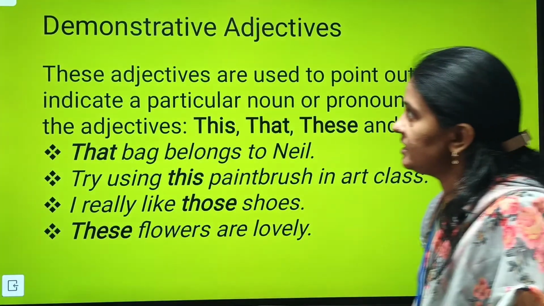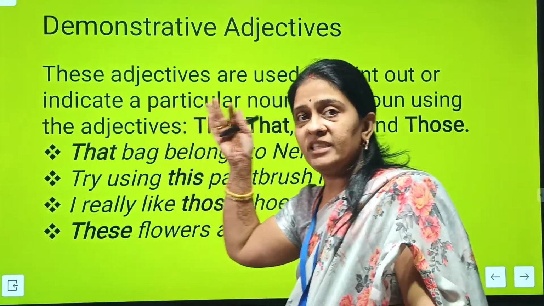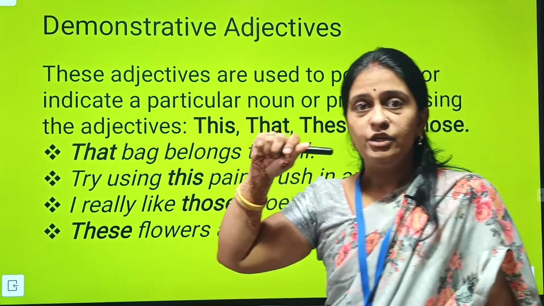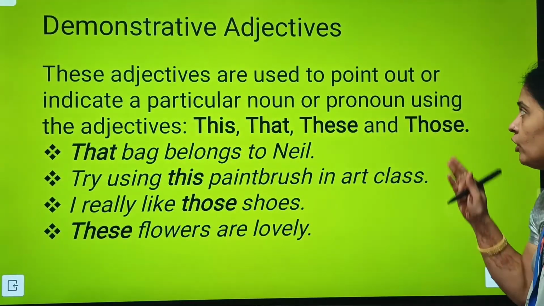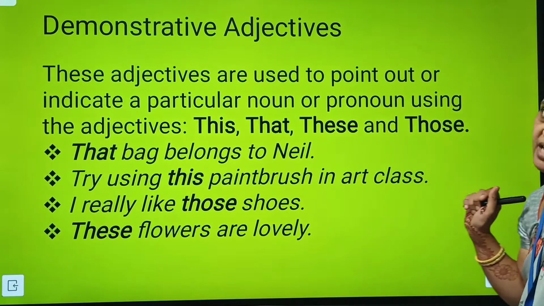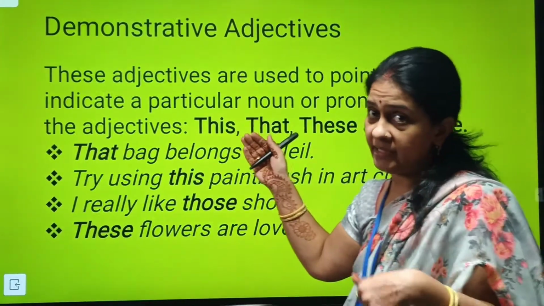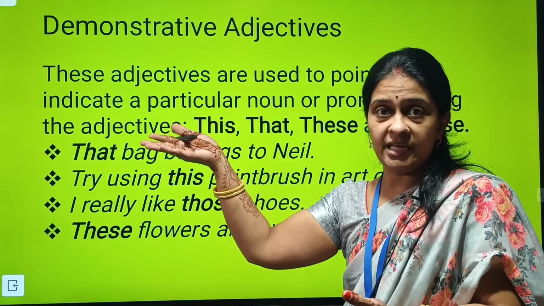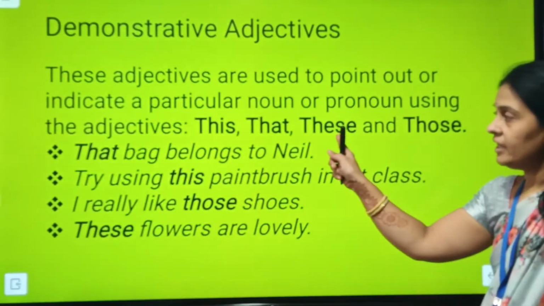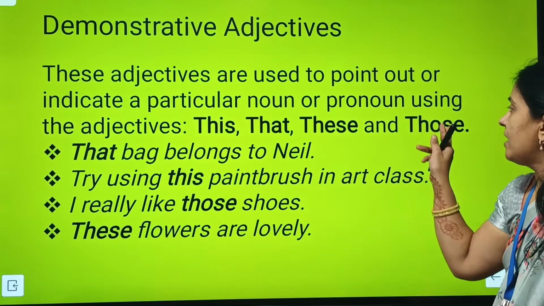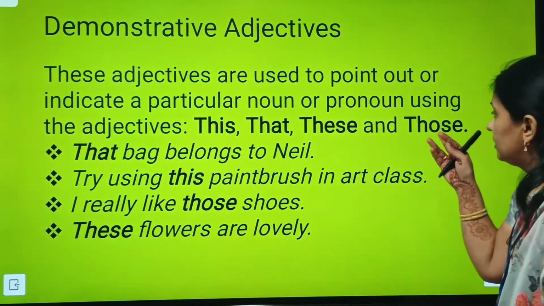Fine. Now the next one is demonstrative. In demonstrative, we have this, that, these, those. These kinds of words are used. These adjectives are used to point out or indicate a particular noun or pronoun using the adjectives like this, that, these, and those. This for the nearby things, that for the far away things in the singular sense. But when we are talking about the plural, for the near we will use these, and for the plural that are far away, the nouns, the pronouns, those.